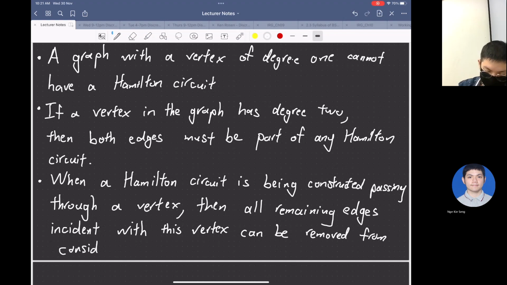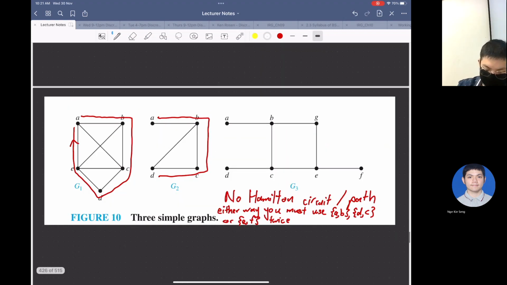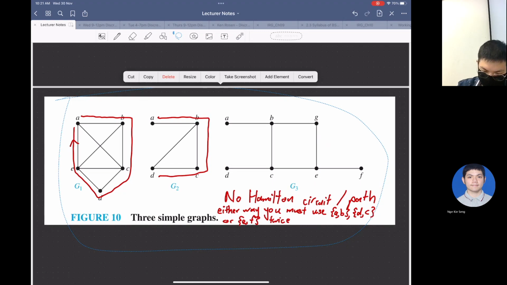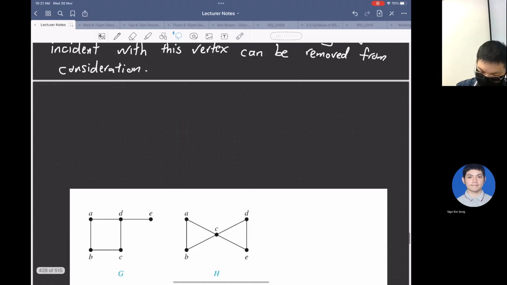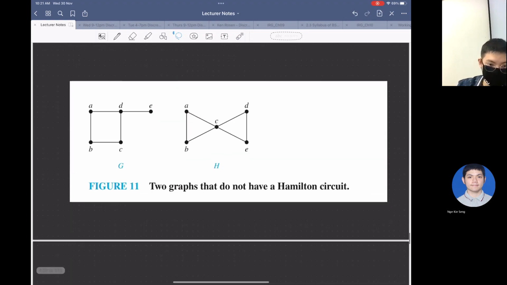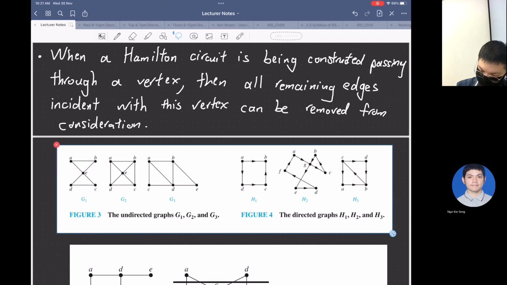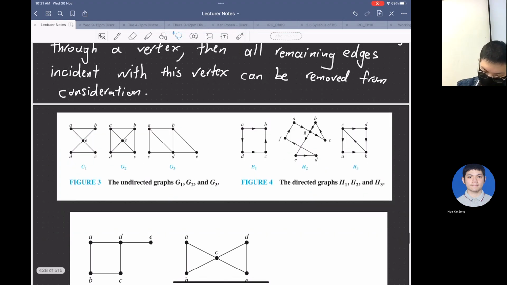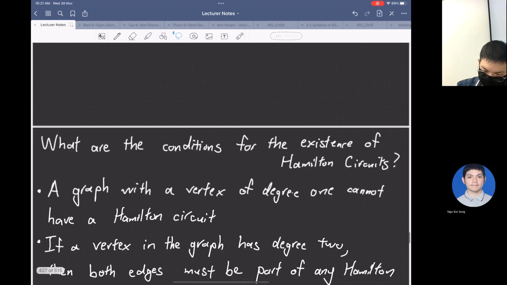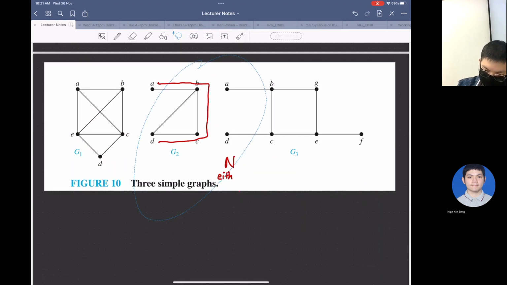From consideration. Maybe I give you an example, it's easier. Okay, let's come back to this example. This one is wrong. This first.